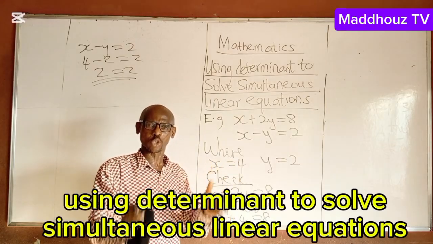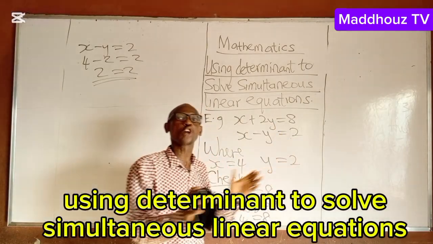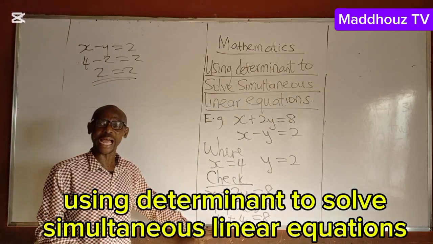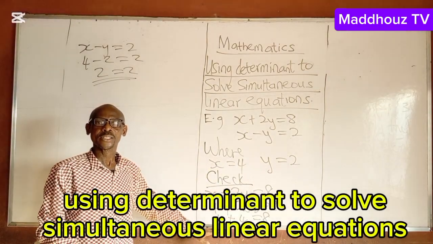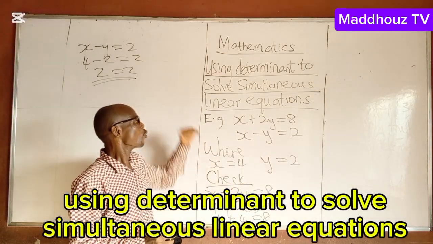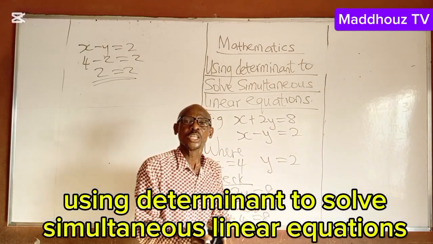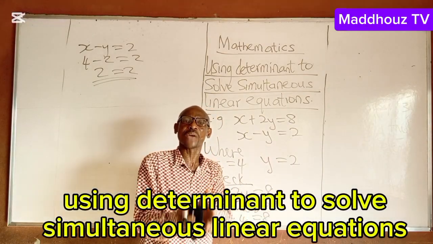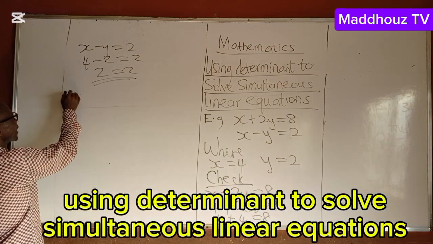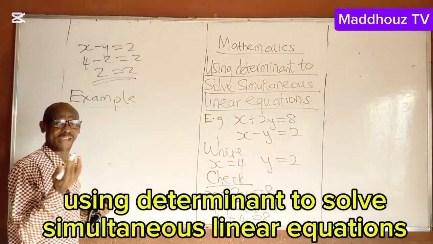Now, going further into the topic, we want to look at how we use determinants to solve and get the values of x and y. In the example I used for illustration, the values of x and y have been given to you and we were only checking. But now, when you are given the equations and asked to determine the solution, which means to find the values of x and y, let's take an example.